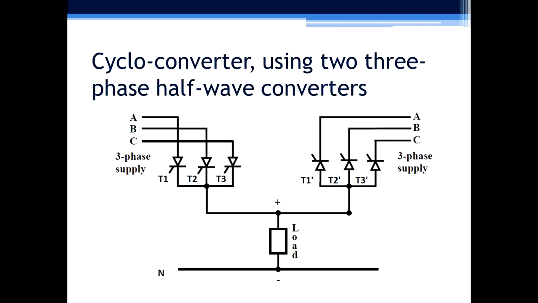If we assume output frequency as F0 and the time period of the output signal as T, it will be 1 by F0. So we will divide the output time period into two intervals: 0 to T by 2, where converter 1 will provide the positive part of the output voltage, and T by 2 to T, where converter 2 will produce the negative part of the output voltage.